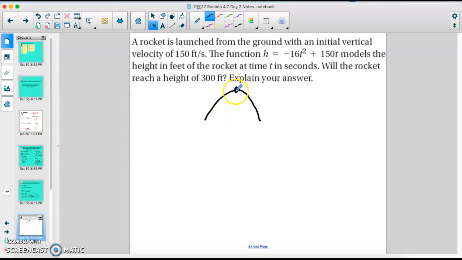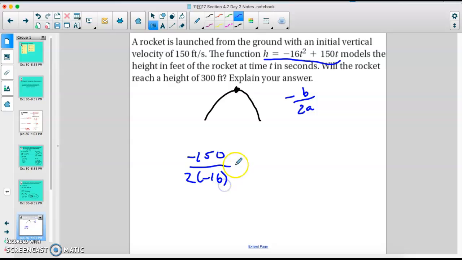And if this is less than 300, I know that there's no way the rocket could have gotten up to 300 feet. And if you remember back a few sections, we did this by doing -b over 2a. That's how I would do this problem. And so let's just do -b over 2a. I don't need to plug in anything. I'm just going to use this equation, -b over 2a. So we got -150 over 2 times -16, which turns into -150 over -32.